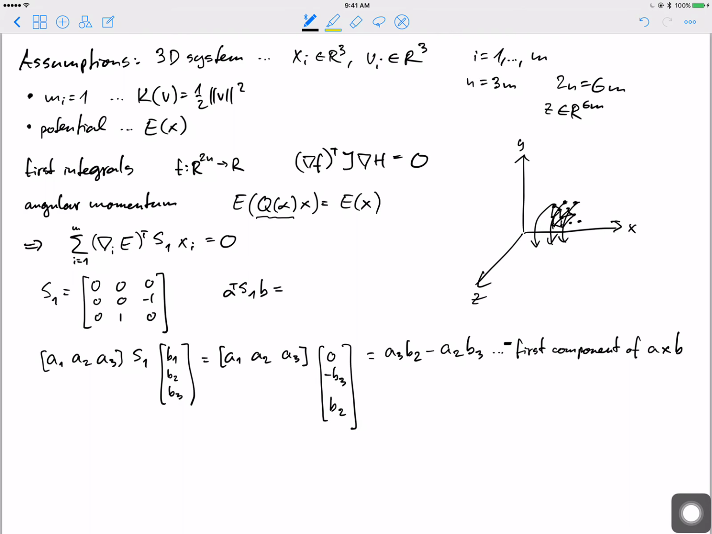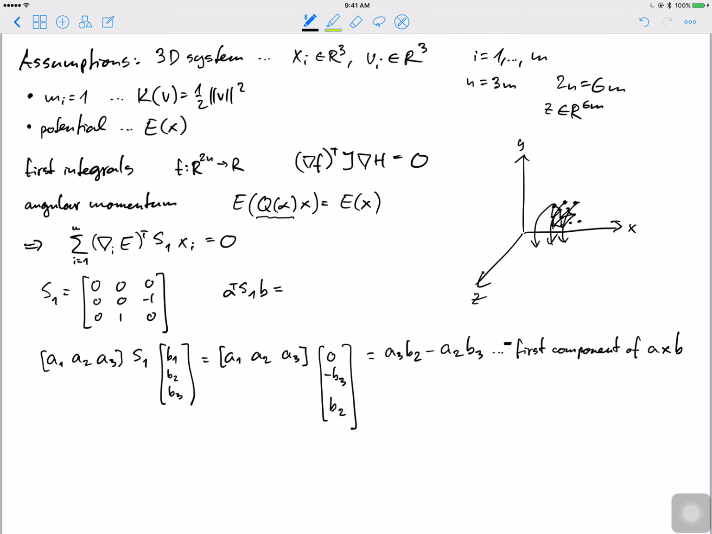All right, so this is what we did the last time, and now what I would like to do is to show you how this implies that the angular momentum is conserved and what angular momentum even is. Okay, so angular momentum is another example of a first integral.